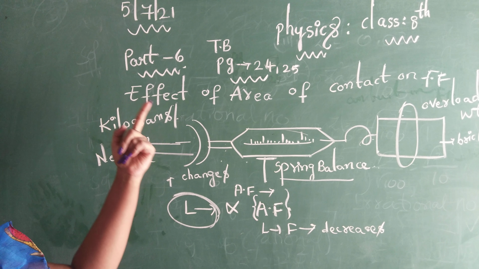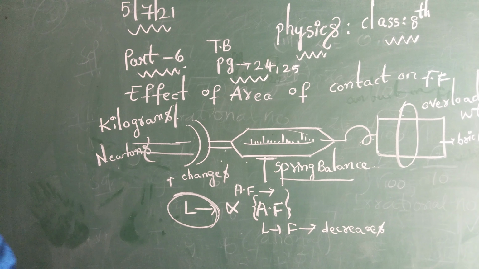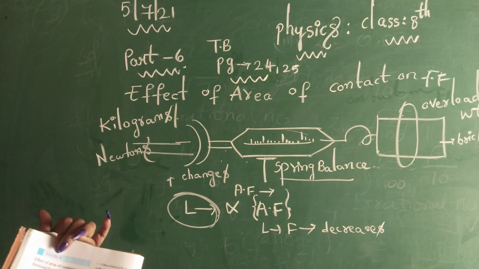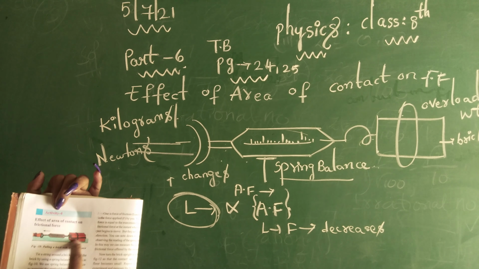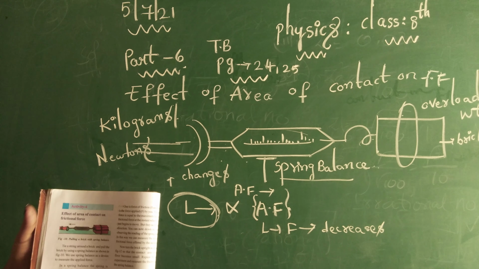Part 6. Open your textbook, page number 24. That is the effect of area of contact on frictional force. That means as you are applying a force to a single object, what happens to this brick? Let us see through an experiment.